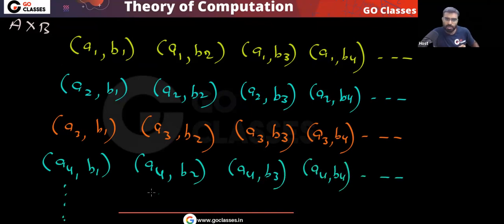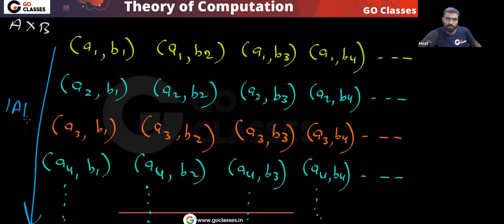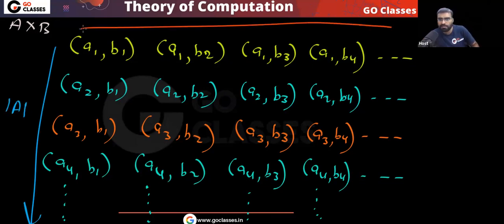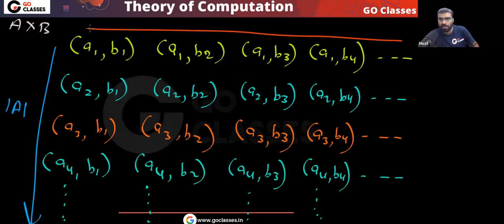And so, tell me how many rows will be there? Countable number of rows. Yes or no? The number of rows will be the size of A. The number of columns will be the size of B. Yes or no? Tell me. How many rows will there be? That is the size of A. And how many columns will there be? That is the size of B.